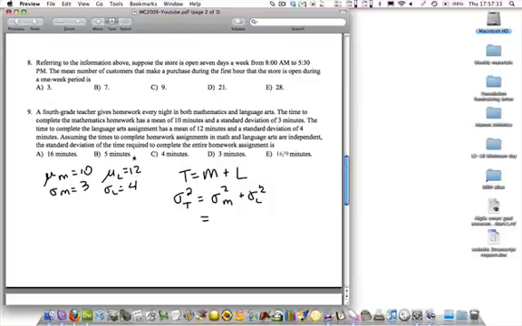Okay, and they tell us that sigma of m is equal to 3, so that's a 9, 3 squared. Sigma of L is equal to 4, so that's 16, 4 squared. That equals 25. So the variance of t is equal to 25, so standard deviation of t is equal to 5. And the answer to this is B. And there is the rest of your test.